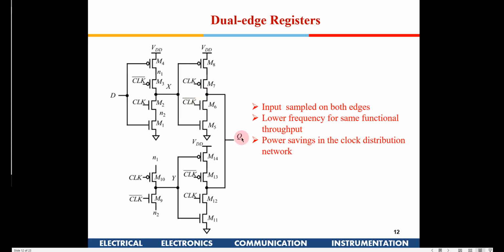And when the clock is low, if you see here, this transistor is on and this transistor is on too, so both are on here. And what is N1 here? N1 is here, right?